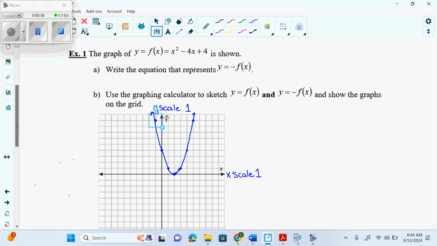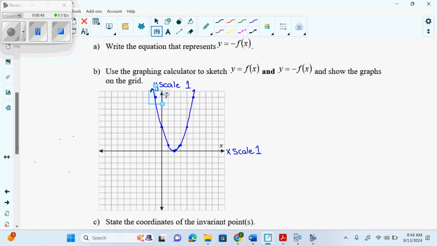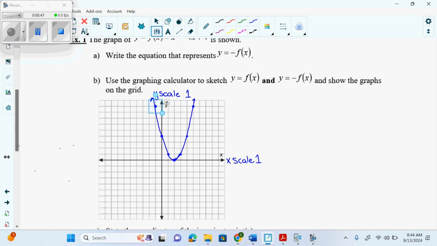Now the key thing, we talked about mapping, right? Did we talk about mapping yesterday? Mapping was to move coordinates, correct? Okay, so this one says write the equation that represents that. We'll do that in a second. I want to use mapping here first. So xy becomes.